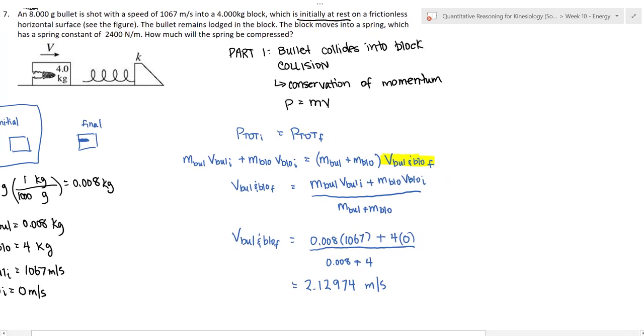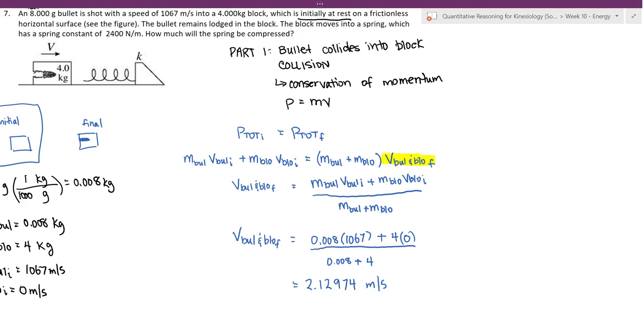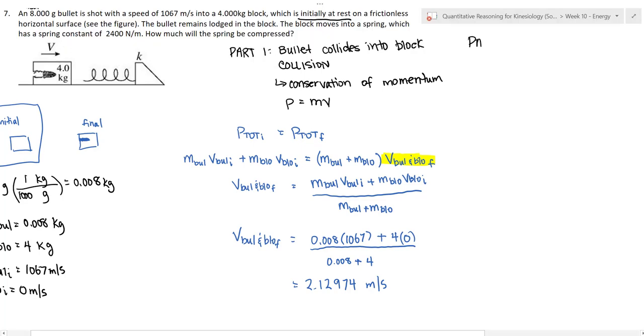So I'm going to move on to part 2, and part 2 is there's a transfer of energy. The bullet and block together are moving at the speed of 2.12974 meters per second. The spring is not compressed initially, and then the bullet and block collide into that spring and compress it. Okay, so this is an energy transfer problem. So I'm going to say the bullet and block, this one system, one object, it's the bullet and block together. They're compressing the spring. So this is a transfer of energy. Anytime there's a spring involved, it's always going to be a transfer of energy problem.